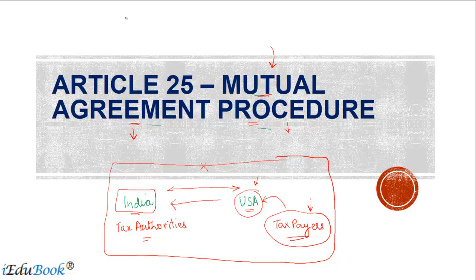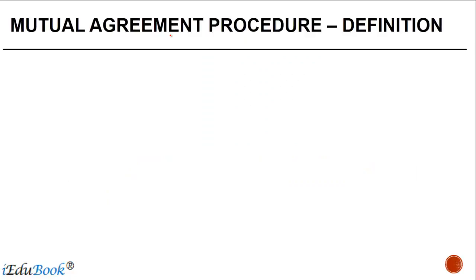They may agree that a person has to pay taxes. They may agree a person doesn't have to pay taxes, right? Or they may agree to disagree, which is that one believes that there has to be tax, the other believes there is no tax. But then they are not able to convince each other, so they agree to disagree. So let us understand what is the meaning or the definition of this term mutual agreement procedure, right?